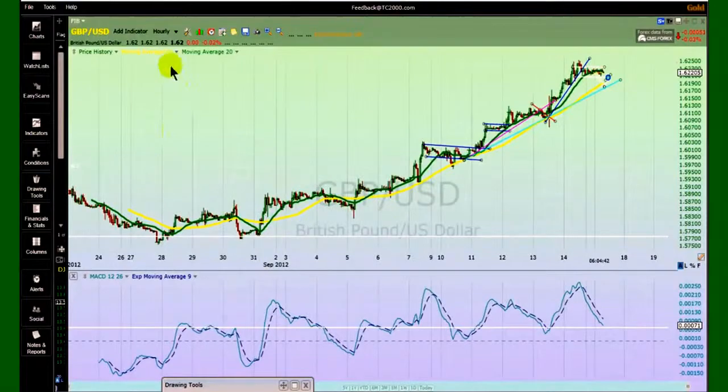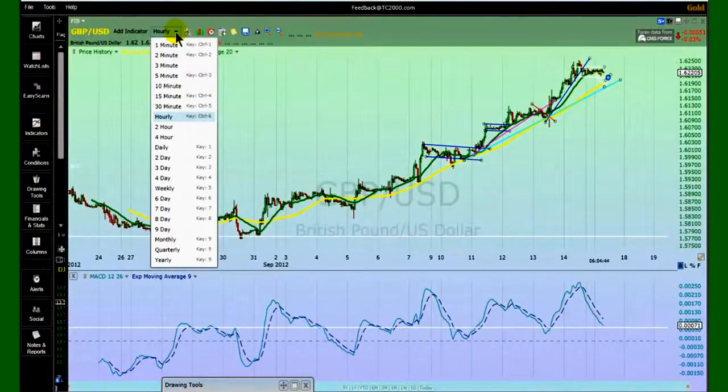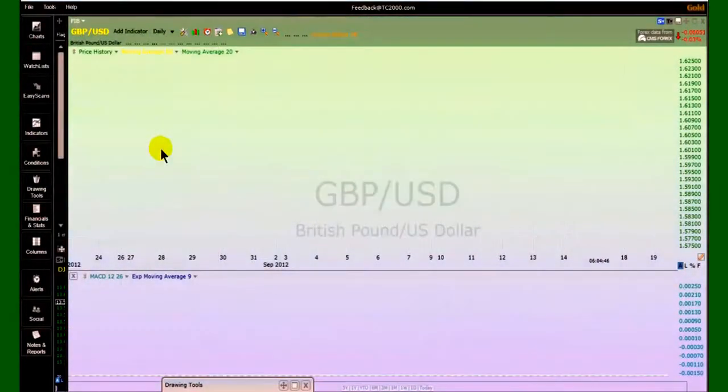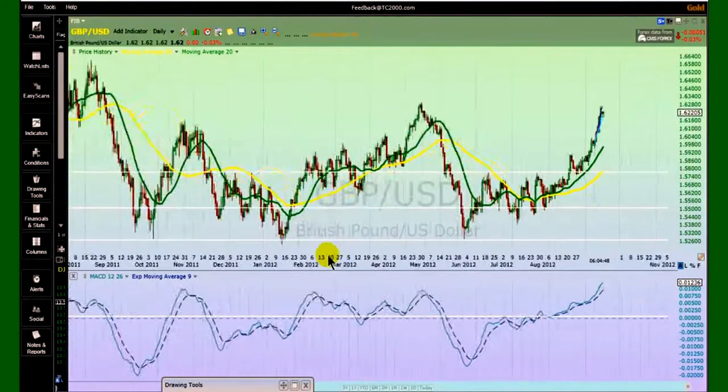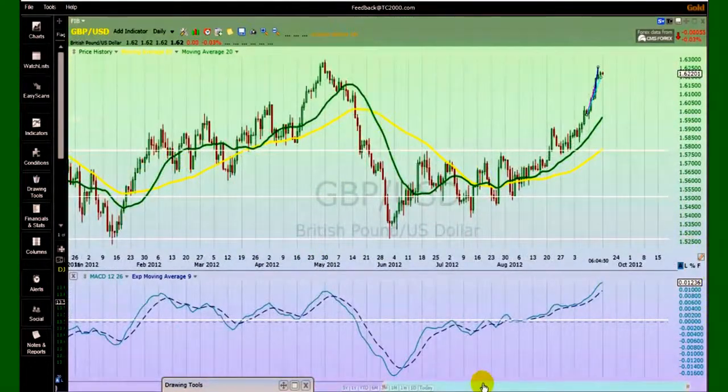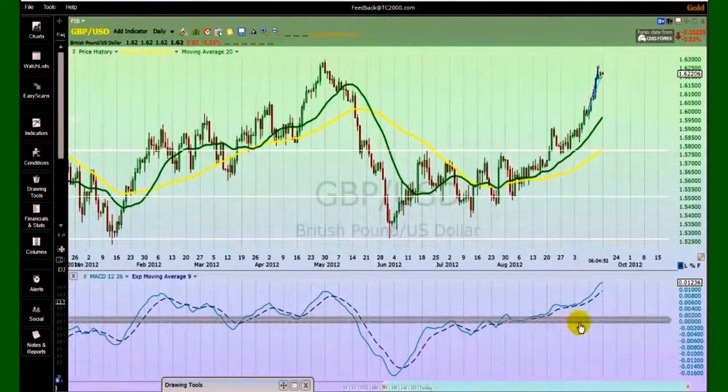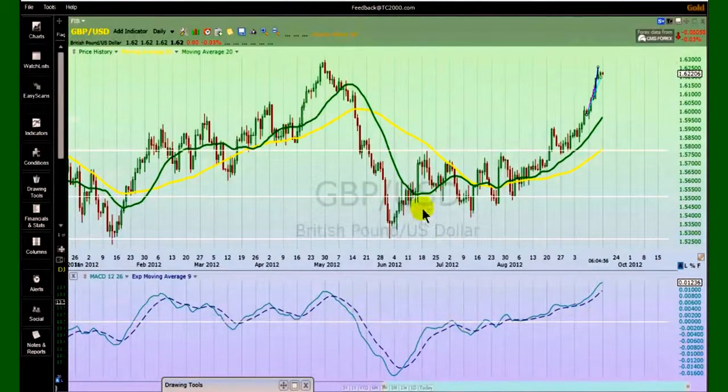Okay, now we are on the hourly chart, which I was on before. I want to change the time frame. It's valid on all time frames. We now go to the daily chart. It's on the daily chart now. The zero line, you see. In fact, bring it down a bit. It's here. That's my zero line here.